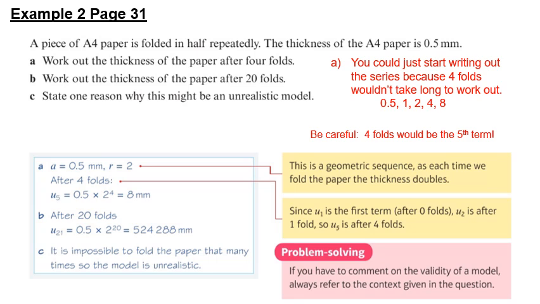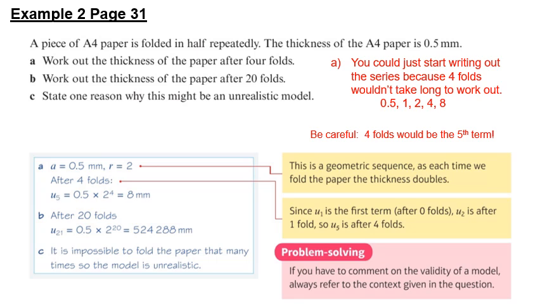This is a nice example from the booklet. A piece of A4 paper is folded in half repeatedly. The thickness of the A4 paper is 0.5 millimeters. Work out the thickness of the paper after 4 folds. So if you've got a piece of paper handy, you could start with that piece of paper opened up flat. The thickness is 0.5. If you fold it in half, you then have 2 pieces of paper sort of connected together, one on top of the other. It's still one single piece of paper, but the 2 halves fit one on top of the other.